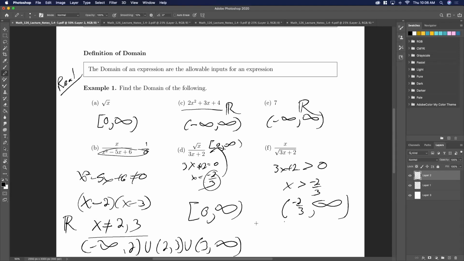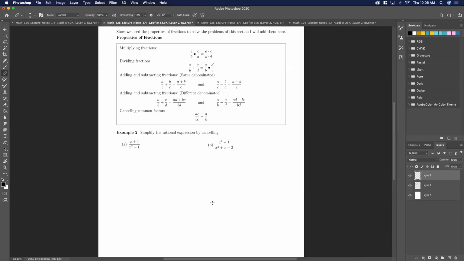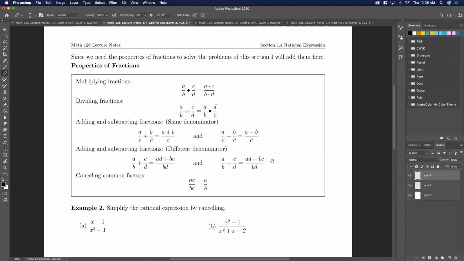So that's just the definition of domain, just stuff to go over. Properties of fractions. So here are all your properties of fractions. When you multiply fractions, you can just multiply across. When you divide fractions, you flip the second one, take its reciprocal, and multiply across. When adding or subtracting fractions, you need the same denominator.